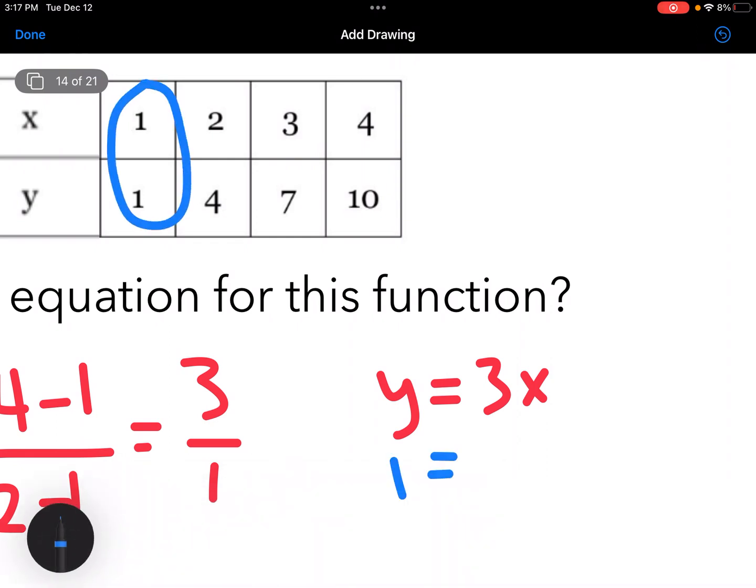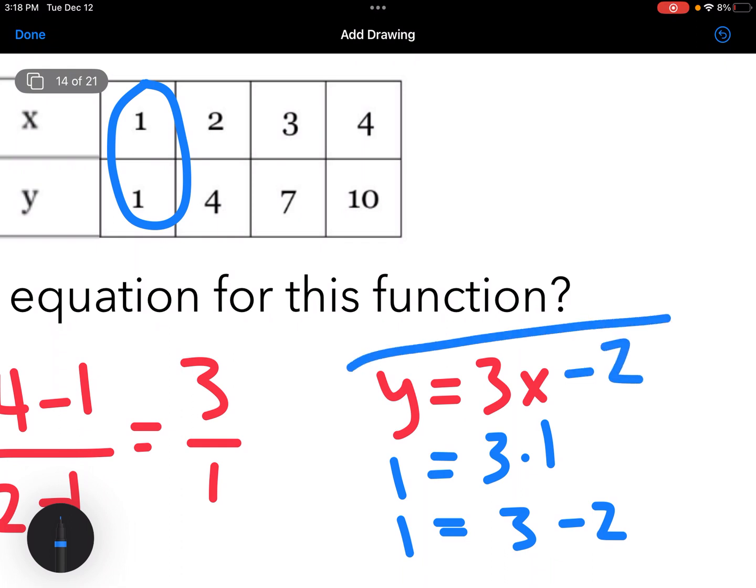So 1 equals 3 times 1. So 1 equals 3. So what do I do to 3 to make it equal 1? Well, I'm going to subtract 2. So 3x minus 2. So let's check that.